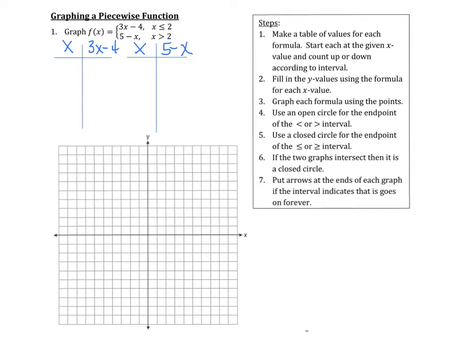Now, what x's are we using? That is where our intervals come into play. It says start at the given x value and count up or down according to the interval. So this is telling me x is less than or equal to 2. So I'm going to start at 2 and I'm going to count down because it's less than or equal to 2. So 1, 0, that's probably enough. These are lines, and so a few points is plenty.